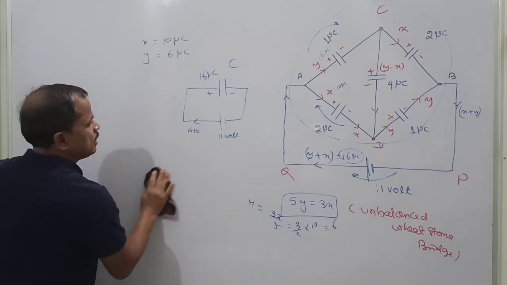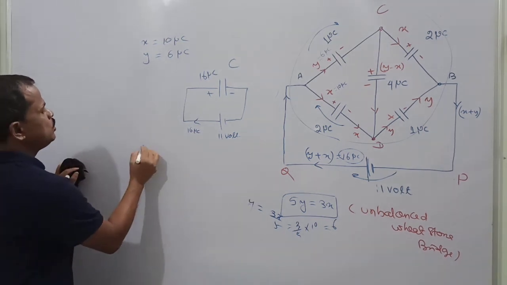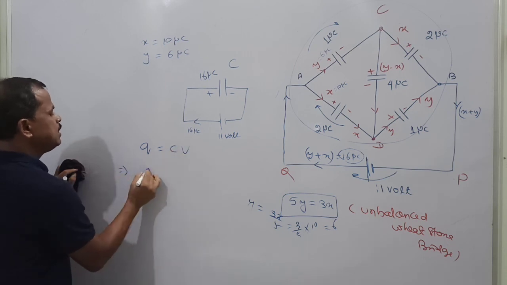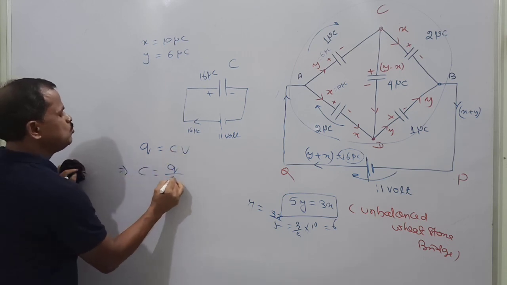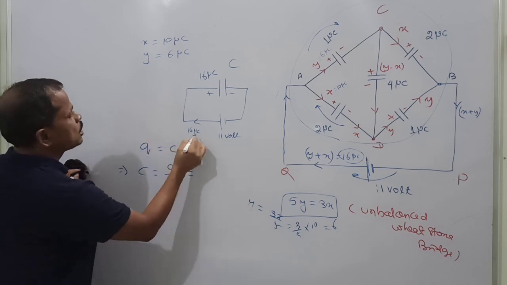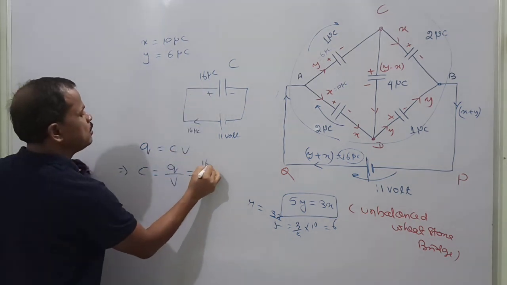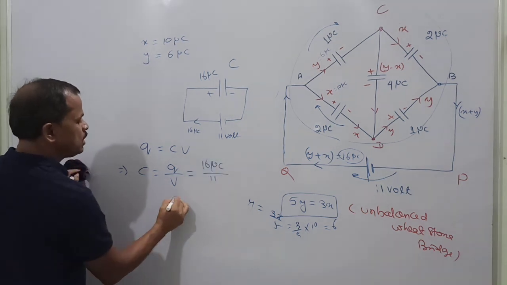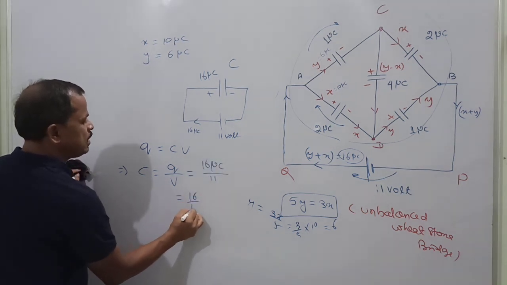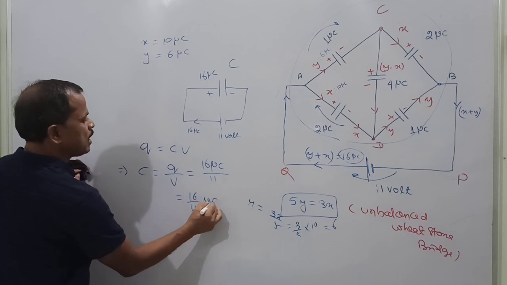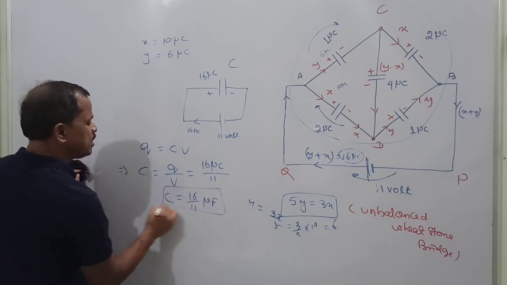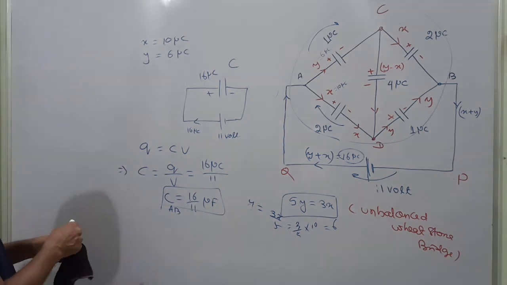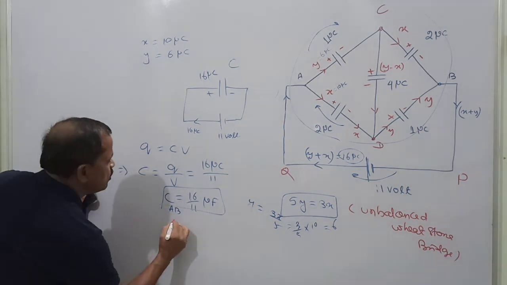Now you can apply the formula Q is equal to CV. So I need C, which is equal to Q by V. What is Q? Q is equal to 16 microcoulomb. Potential is equal to 11. So the answer is 16 by 11 microfarad. This is the equivalent capacitance between the points A and B.